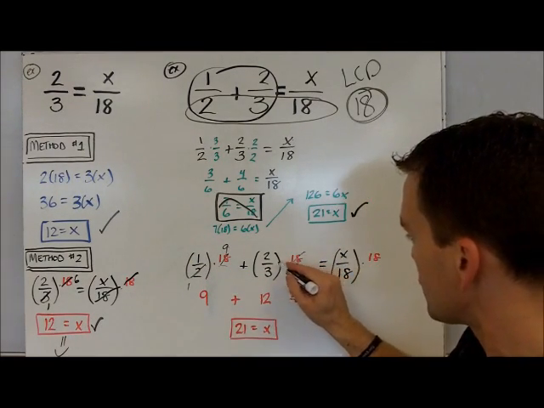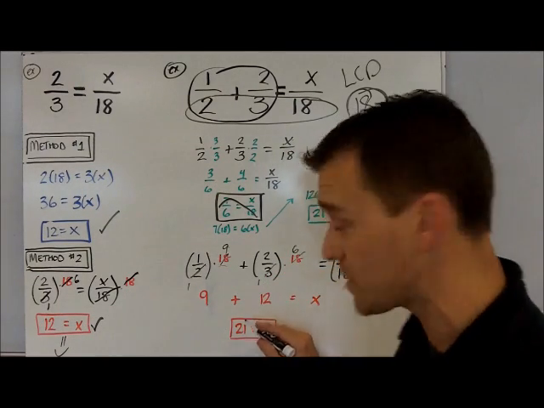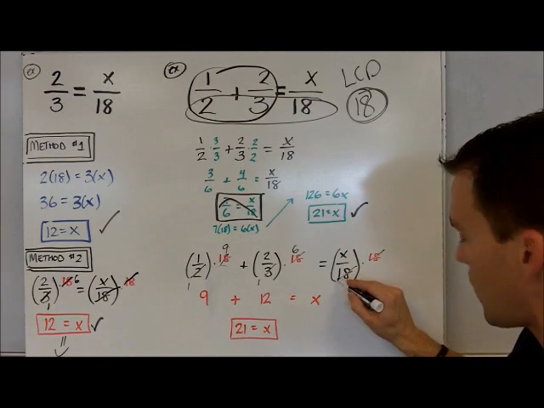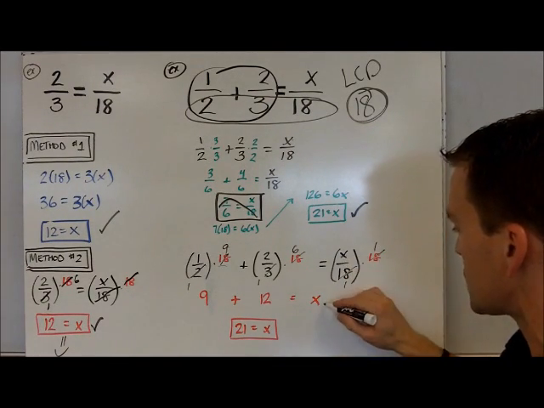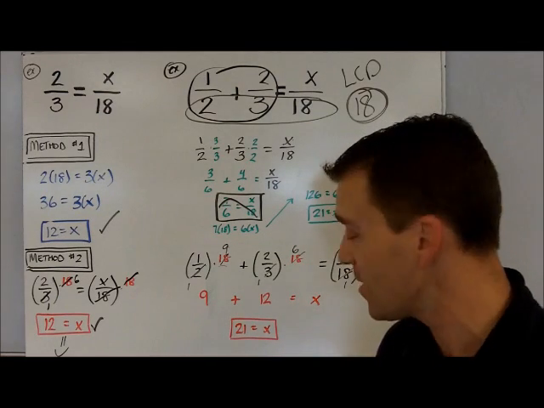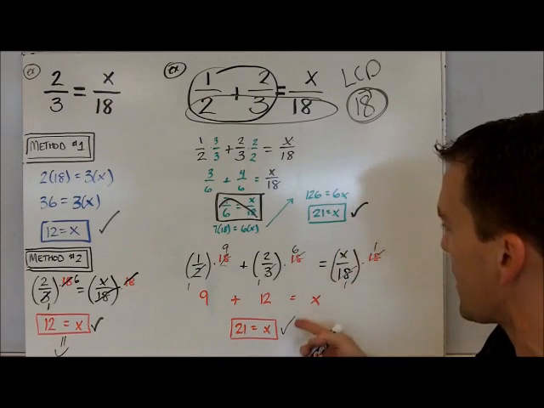Over here, cross reduce this: that goes to a 1, this goes to a 6, so 6 times 2 is 12. Nice. And here, the 18s cross off, so that's a 1 over 1, so 1 times x is just x. Check this out. So 9 plus 12 is just 21, and I get the same answer.